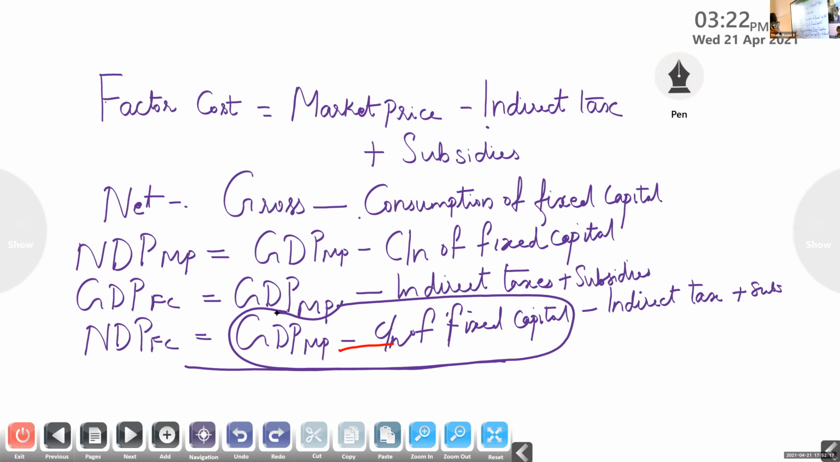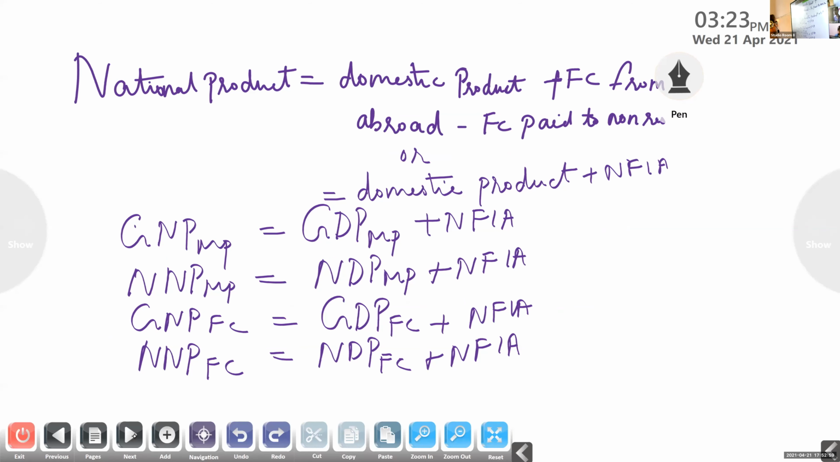All these I told you are related to domestic, within the country. Now the same thing will come, but when we take national, I told you one thing we will include. What is that one thing? I asked you in the previous class. From abroad, what is that? Net factor income from abroad. Very good. That we have to add. So whenever we ask for national product, this should be added. Now take the next slide.